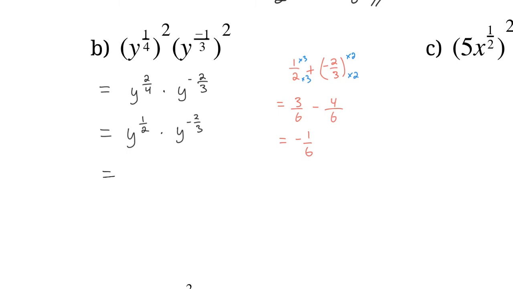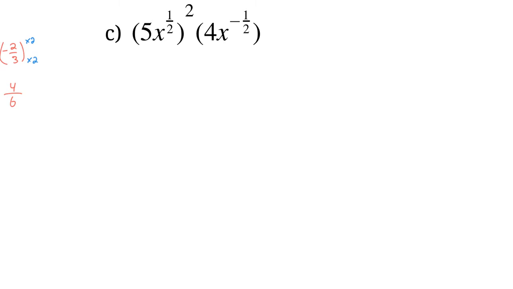So going back over here, this is just y to the power of negative 1 over 6. And rewriting that with a positive exponent, that's just 1 over y to the power of 1 over 6. And then we can rewrite that denominator as a radical, and that's just 1 over the 6th root of y.